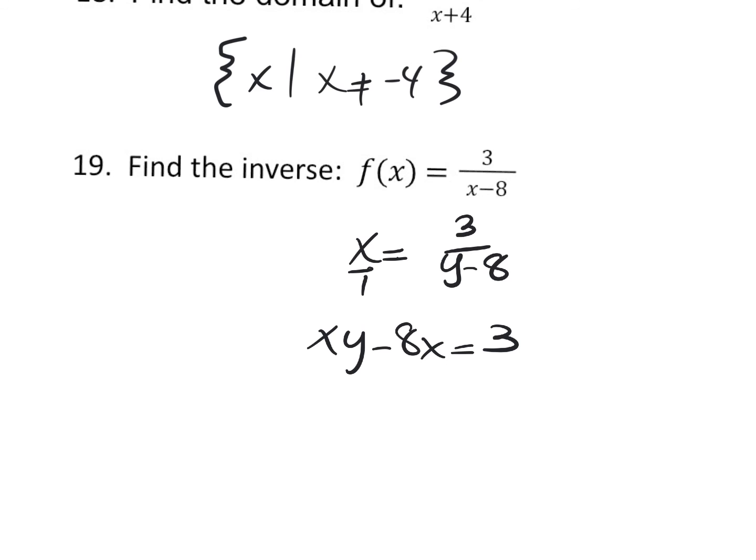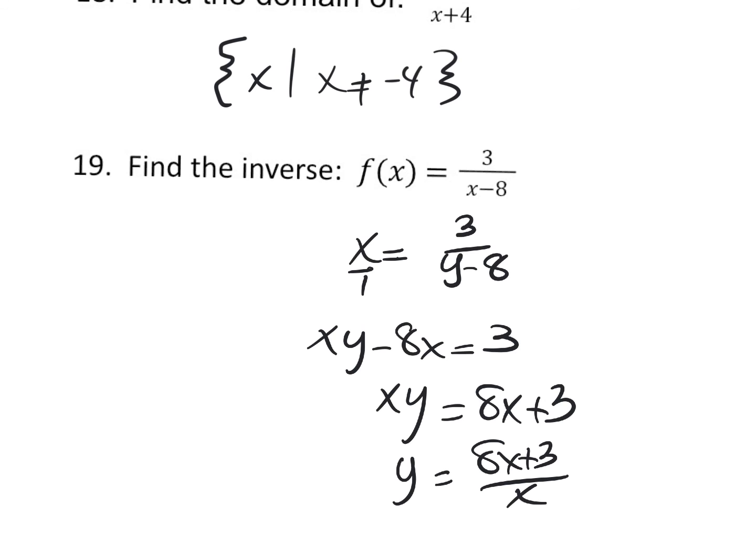Now I'm trying to get the y by itself, remember. So first thing I'm doing is I'm moving the 8x over there. And then I'm going to divide by x because it says x times y on the left. So I'm going to divide by x, which gives me 8x plus 3 over x. And one last little thing, take out that y, remember, and we're going to write the inverse of f of x.